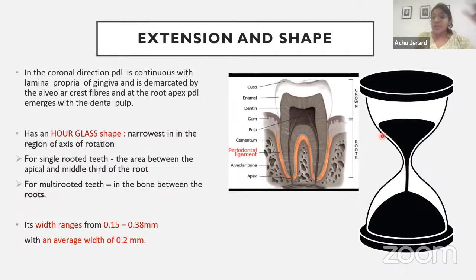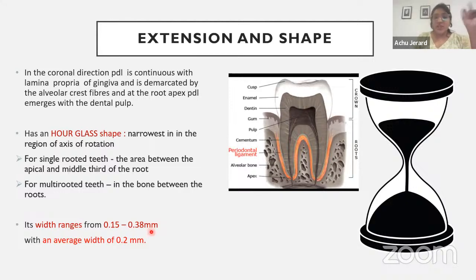In single-rooted teeth, the axis of rotation is at the junction of the apical and middle third, so that is where it is narrowest. Whereas in multi-rooted teeth, it is in the bone between the two roots, in the furcation region, where it is narrowest. You also have to know the width. It is on average 0.2 millimeter, and its width ranges from 0.15 to 0.38.